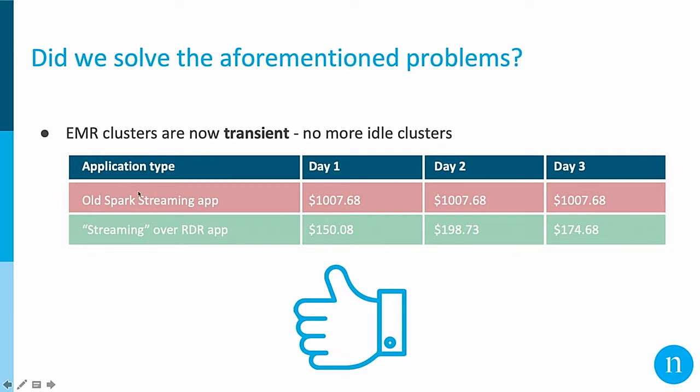So in the previous solution, in the old Spark streaming application, we used to pay around $1,000 per day, and the cost is fixed. And it is fixed because the Spark streaming application is running 24/7. We're paying for the cluster as long as it's up, and it's up all the time. So the cost is fixed. As opposed to that, the new infrastructure, the cost isn't fixed and it's much lower.